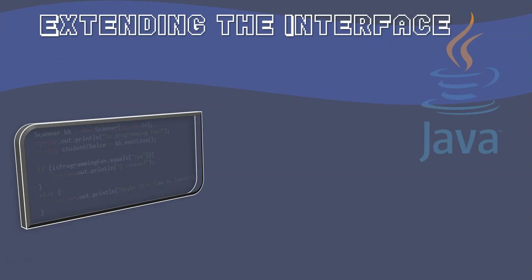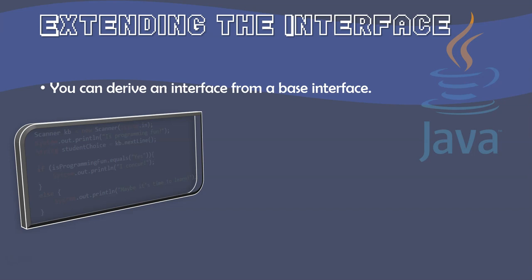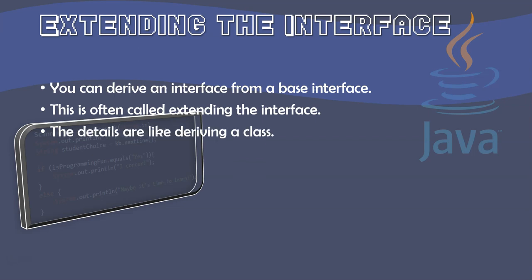Now, we can also extend our interface. Kind of like how we can derive our classes, we can extend interfaces. So we could derive an interface from a base interface. As I mentioned, this is called extending an interface. And the details of doing so are very similar to how we would derive a class. We usually use the keyword extends.